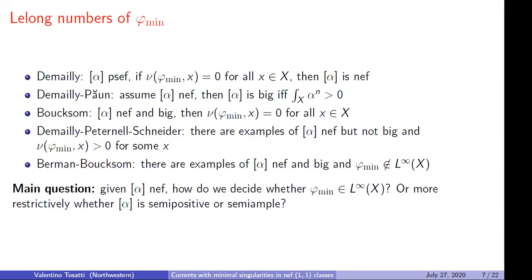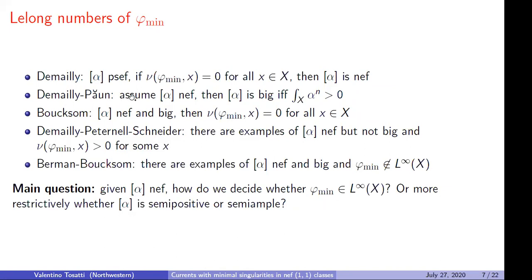So no Lelong numbers for phi min implies the class must be nef. Conversely, if the class is not nef, then certainly you have some non-trivial Lelong numbers for the current with minimal singularity, and therefore for all closed positive currents in the class.